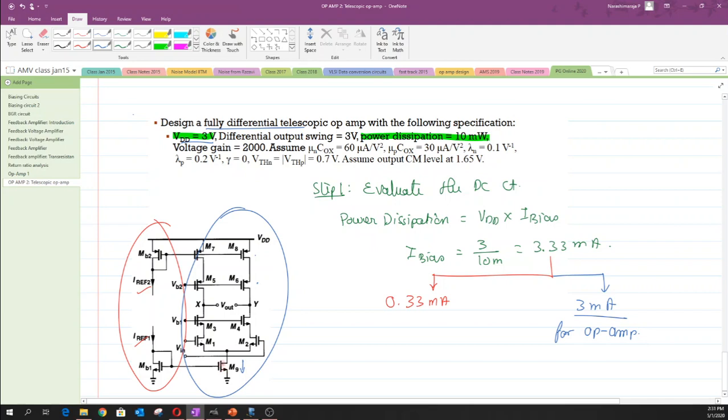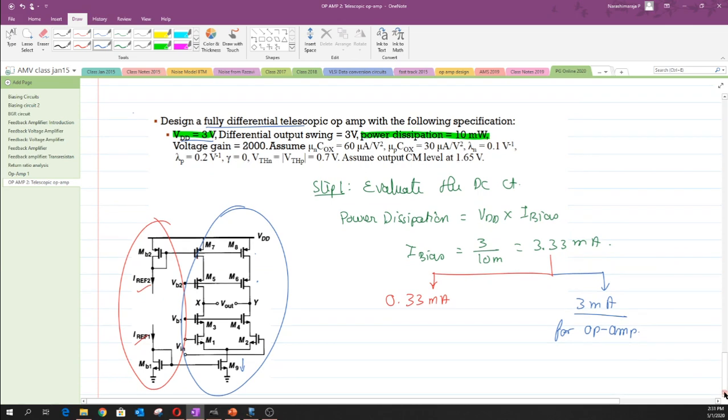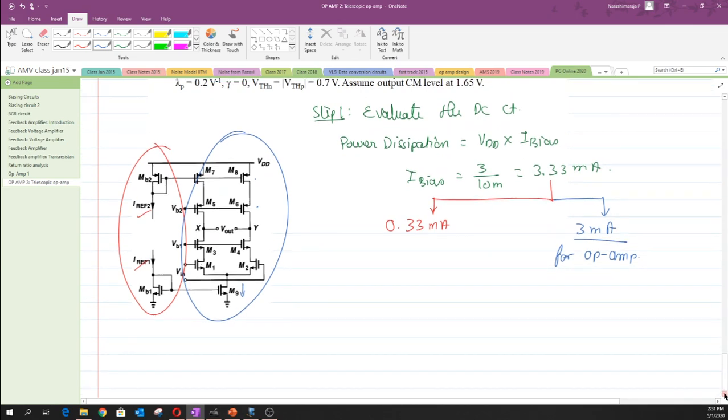So from the saturation current equation, we know that one has to know the W by L factor, or one has to know the current that is flowing, and the other data that is required is the VOV value. Once we know both these values, then one could evaluate the W by L factor for each of these transistors. So the next step is to find a way by which we can get the value of VOVs for these transistors.